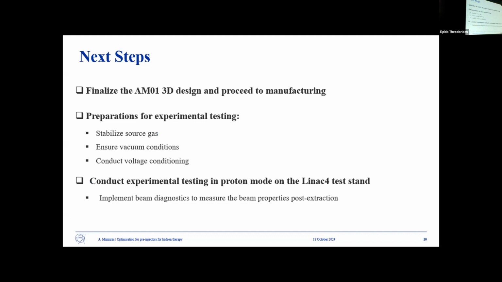We're in the finalization of the 3D design, and then we will proceed to the manufacturing, which we assume will take several months. In parallel, we're preparing for experimental testing by ensuring the stabilization of the source gas, proper vacuum conditions, and voltage holding. And in parallel, we are conducting experimental testing in proton mode. We will do this with the LINAC 4 test stand by implementing beam diagnostics to measure the beam properties post-extraction in this small and compact system.